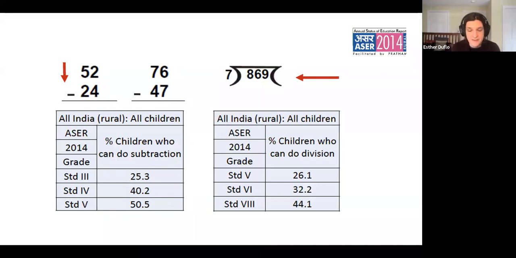For mathematics, if anything, it's even worse. So this is the ASER tool for mathematics, looking at two-digit subtraction. Only half of the kids in standard 5 can do this two-digit subtraction with carryover. Only 26% of them can do a simple division. And in fact, less than half of the kids in standard 8 can do the simple division. So it doesn't seem that the schools are bringing the kids to grade level whatsoever.